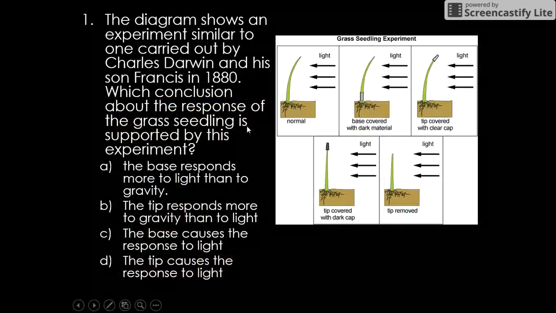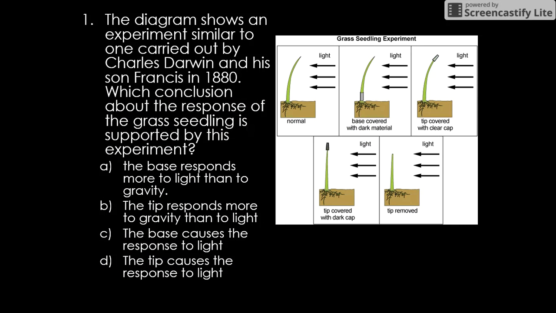All right. The diagram shows an experiment similar to one carried out by Charles Darwin and his son Francis in 1880. Cool. We don't really care about that. We just care about what the experiment's talking about. Which conclusion about the response of the grass seedling is supported by this experiment? So which conclusion is true based on the pictures? That's all it's asking. A, the base responds more to light than to gravity. Look at our base. Is our base responding to the light at all? If it was responding, it would be moving, so that's not true.